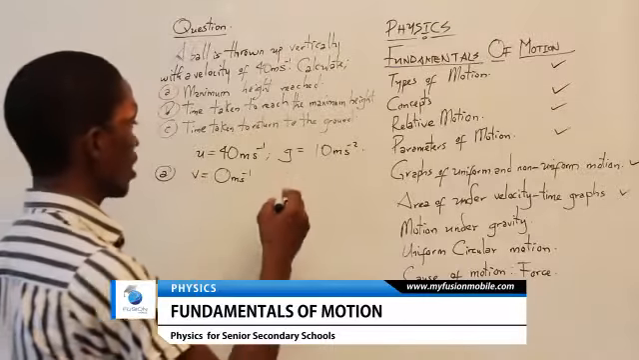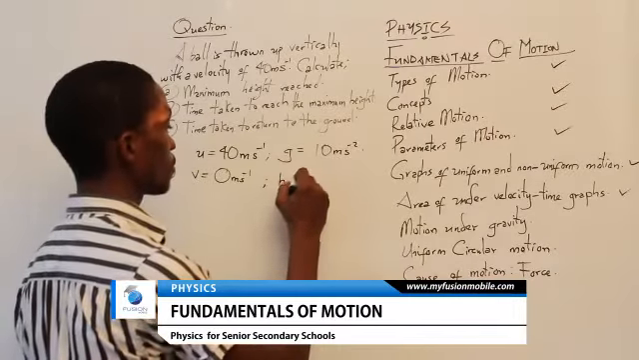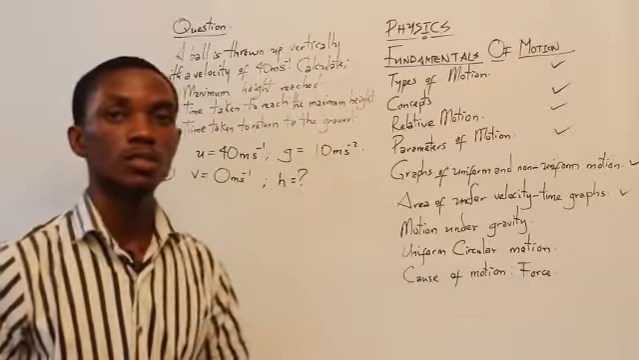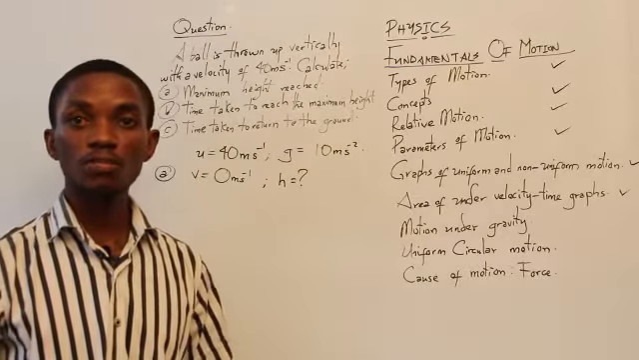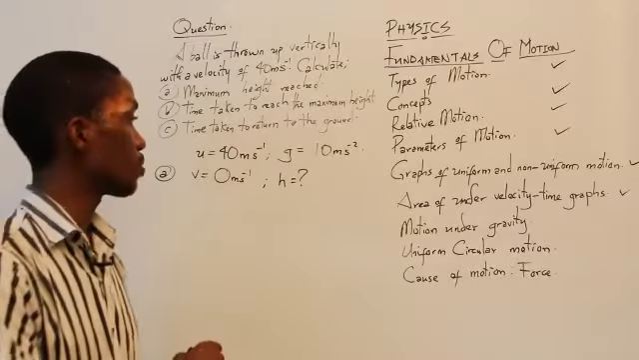And we can now put our h, which is what we are looking for. We don't know what our h is. So from the formulas pre-listed, which of them solves this question?